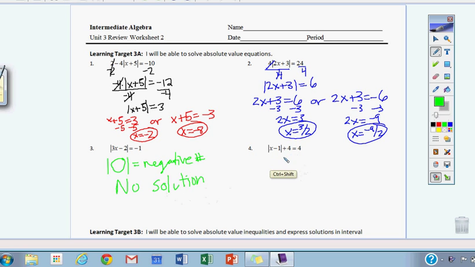Okay, so on this one here, I want to subtract 4 to both sides right off the bat. I don't have to worry about anything out front. All I do is that maneuver. So x minus 1 equals 0.